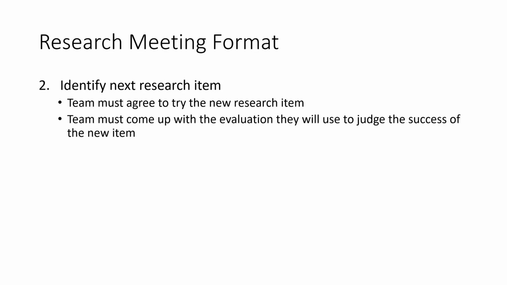Important parts about this research item: the team must agree to try the new research item. And by that I mean everybody on the team must agree that they're willing to try this. So this is something the team owns. We have to agree to try it. The second part, the team must come up with the evaluation they will use to judge the success of the new item.